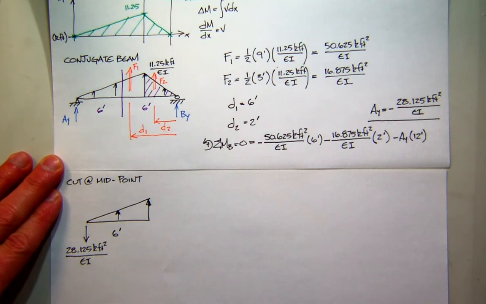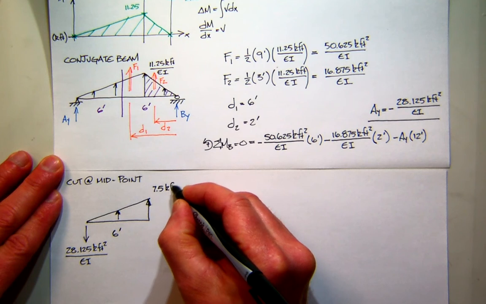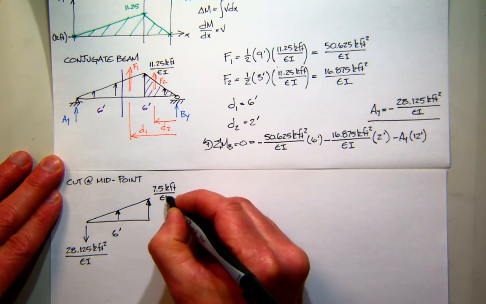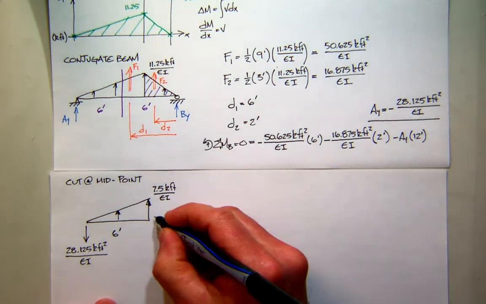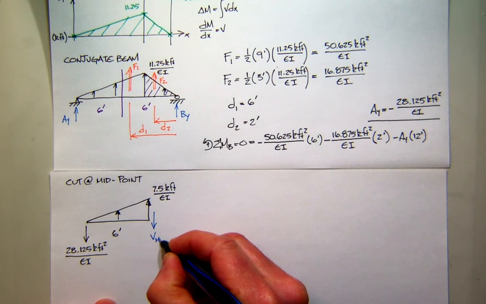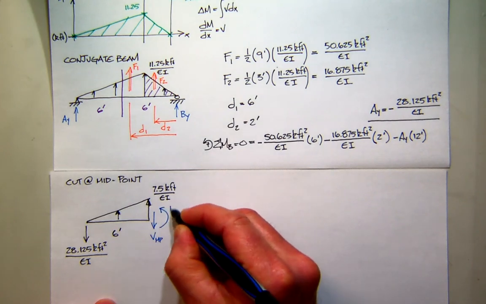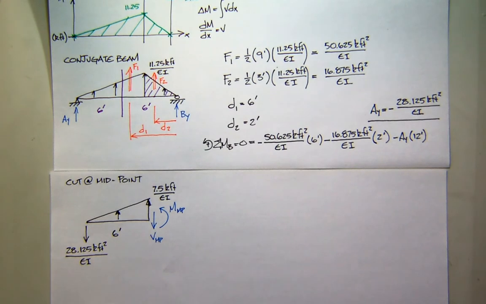It would be 2/3, right? 6 to 9. So what's 2/3 of 11.25? 7.5. So this would be 7.5 kip feet divided by EI. And I would now look for the shear at this midpoint and the displacement at the midpoint. So finally, after all this work, we have a fairly simple problem to solve.